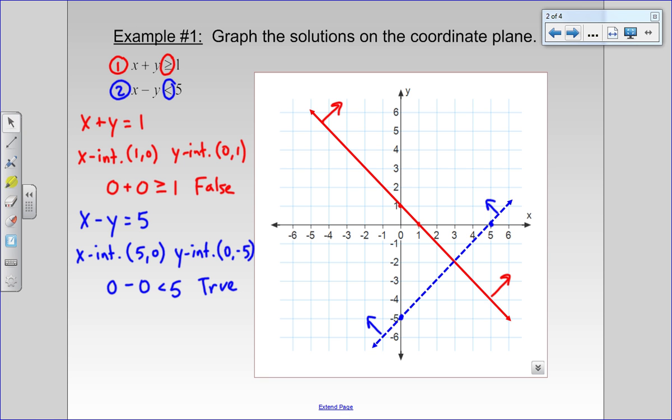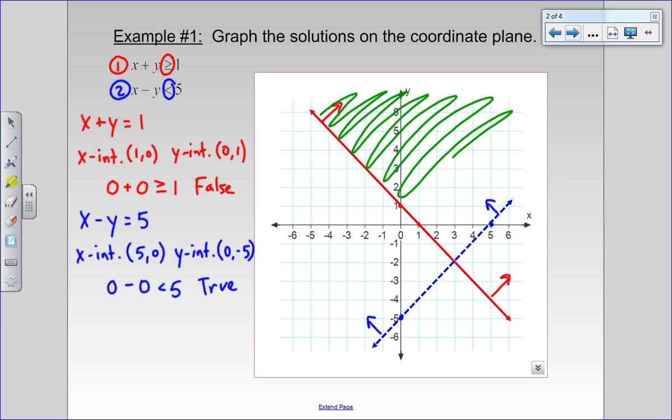Now to identify the solutions of this system of two inequalities, we notice that the area where the shadings, the red and blue shadings, would overlap is this upper region of the coordinate plane. All the points in this area would make both inequalities true, and therefore these are the solutions to the system of inequalities.